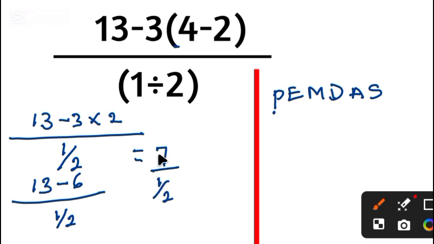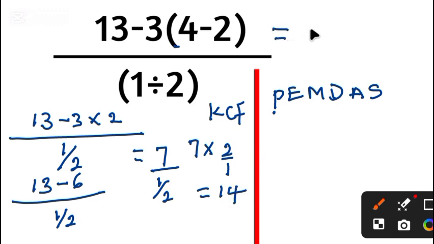Now in the KCF rule, using the KCF rule, K stands for keep. We are keeping the 7. And then this division, C stands for change. We change division to multiplication. And this fraction here, we flip it into 2 over 1. That is the F stand for what? Flip. 7 times 2 will give us 14. And the correct answer to this equation is 14.